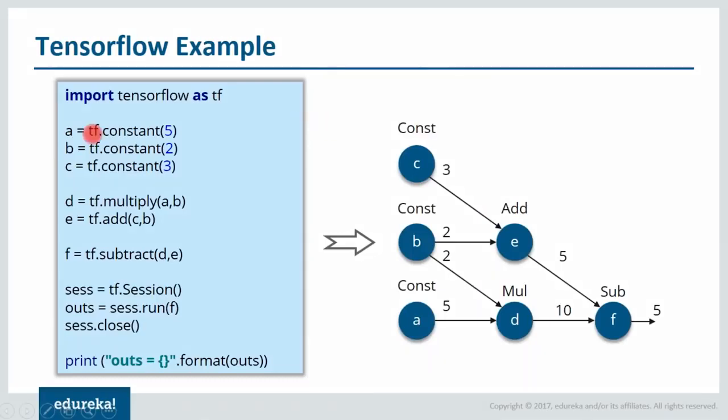So this is one example in which we take three constant nodes A, B, and C, and we perform certain operations like multiplication, addition, and subtraction. And then we run the session, and then we finally close it. And this is the diagram of how it looks. So we have three constant nodes, C, B, A. A contains value 5, B contains 2, similarly C contains 3. So first we add C and B, then we add B and A. Then we get two other nodes, that is E and D. And then from that E and D, we are going to subtract both of them, and then we get the final output. Now let me go ahead and execute this practically in my PyCharm.